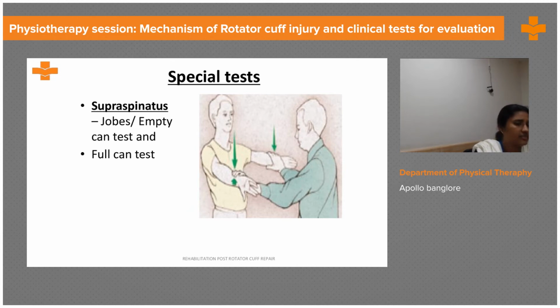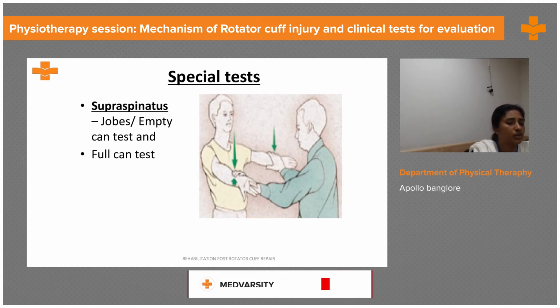In the full CAN test, in the same position we ask the patient to keep the thumb in the upward direction and repeat the test. If the test is positive, we can identify that it is a full thickness tear, because in the full CAN test we are recruiting some of the deltoid fibers. After recruiting the deltoid fibers, if the patient is still not able to hold the shoulder in this position, it can be a full thickness tear of the supraspinatus.